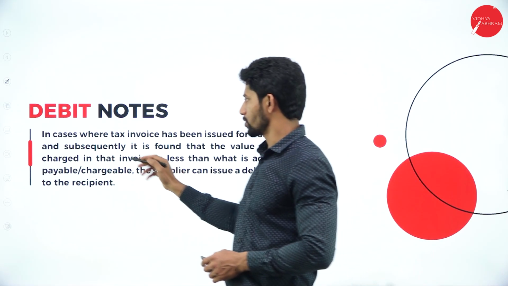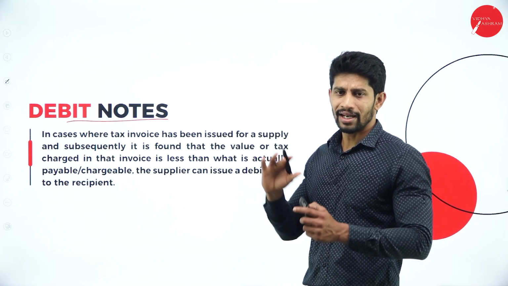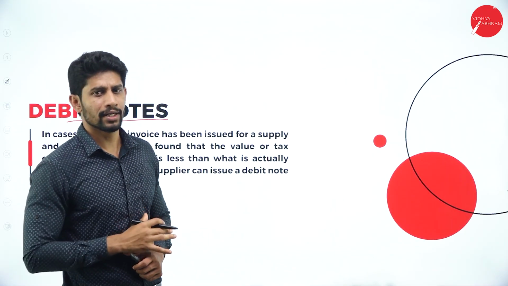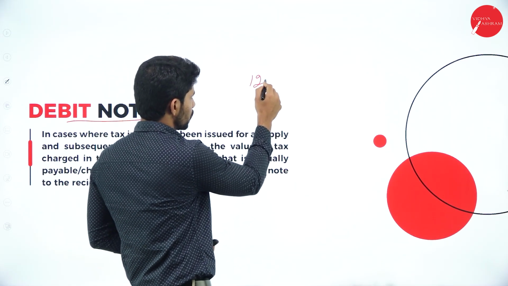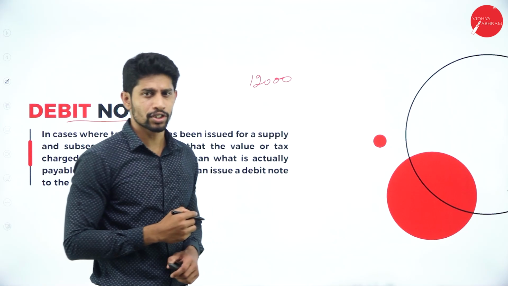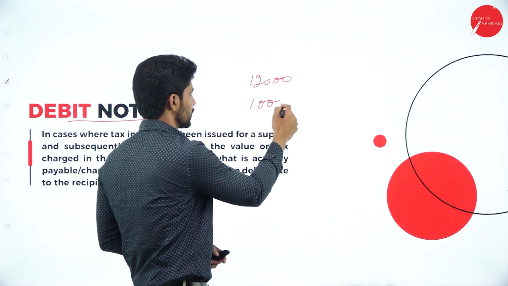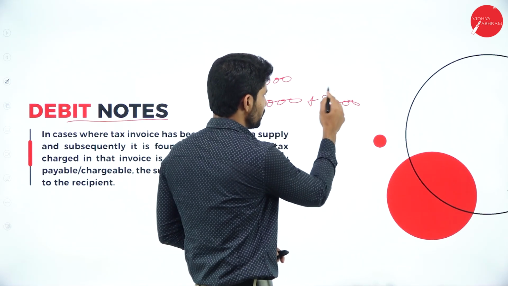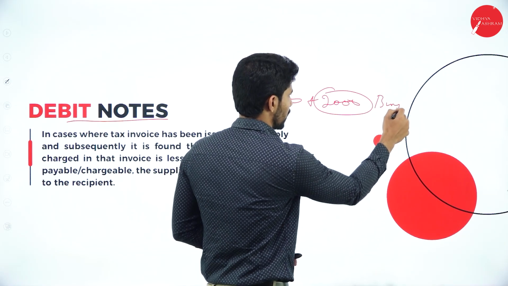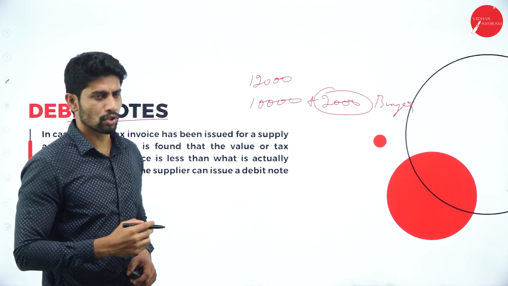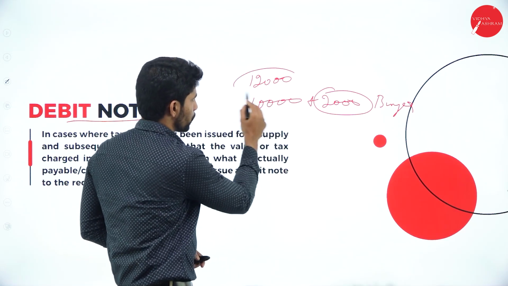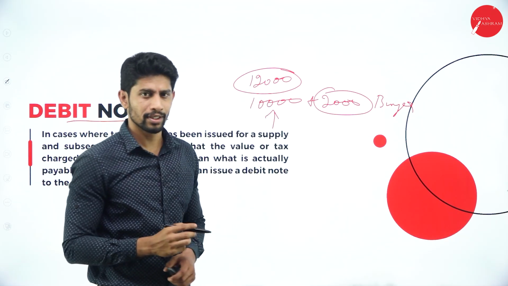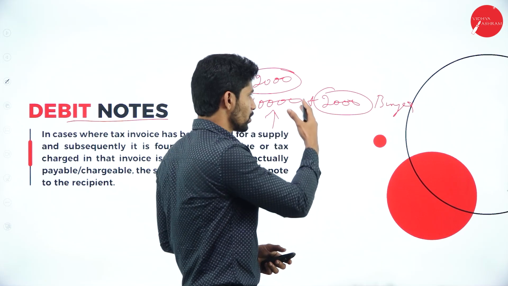Next, what is this debit note? Debit note is nothing but the opposite of credit note. Here the supplier is supposed to charge 12,000 rupees, but he charged only 10,000. Now he is still supposed to collect an extra 2,000 rupees from the buyer. So what will he do? He issues a debit note to the buyer, stating that I was supposed to charge 12,000, but I charged only 10,000, so please pay me the extra amount, that is rupees 2,000.